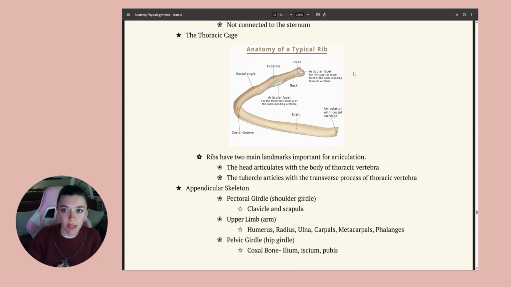So, the thoracic cage and the anatomy of a typical rib. You're going to have the head on one side and then the articulation with costal cartilage on the other side. The head connects to your spine. You've got your head, neck, and tubercle, which is a little thing that sticks out, and then the articular facet, that is for the transverse process of the corresponding vertebra. So that's where it connects.